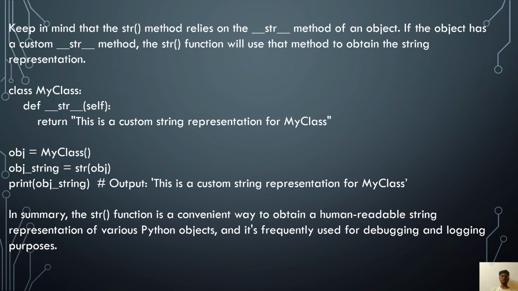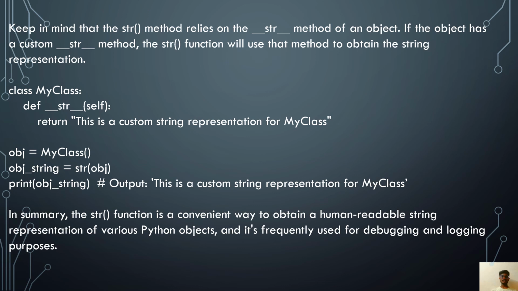Keep in mind that the str function relies on the str method of an object. If the object has a custom str method, the str function will use that method and return this custom string representation for my class. Then we're going to create an object of my class, an object string object. Then we are going to print object string. Then the output is this is a custom string representation for my class.